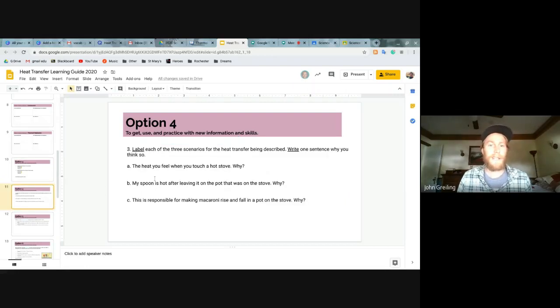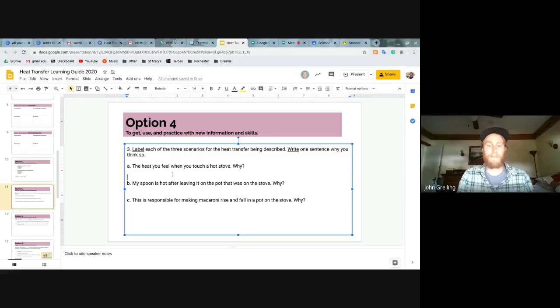Over here, label each of the 3 scenarios for the heat transfer being described. Write 1 sentence why you think so. So if I think that this is convection or conduction, I'm not just going to write it. I'm going to say why. And that should be a full sentence. But there's only 3 of them.